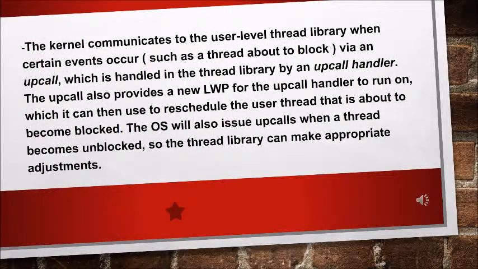The kernel communicates to the user-level thread library when certain events occur, such as a thread about to block, via an upcall, which is handled in the thread library by an upcall handler. The upcall also provides a new LWP for the upcall handler to run on, which it can then use to reschedule the user thread that is about to become blocked. The OS will also issue upcalls when a thread becomes unblocked, so the thread library can make appropriate adjustments.